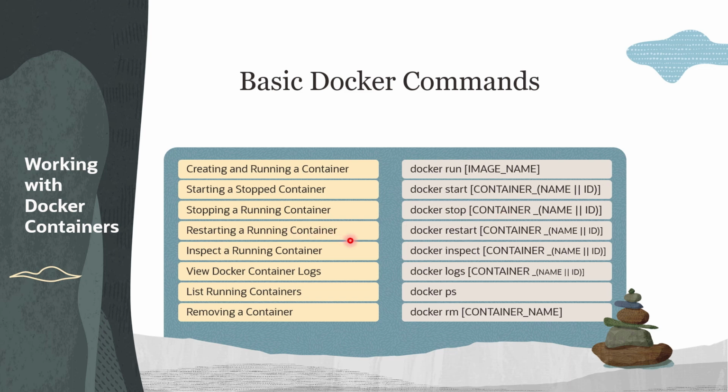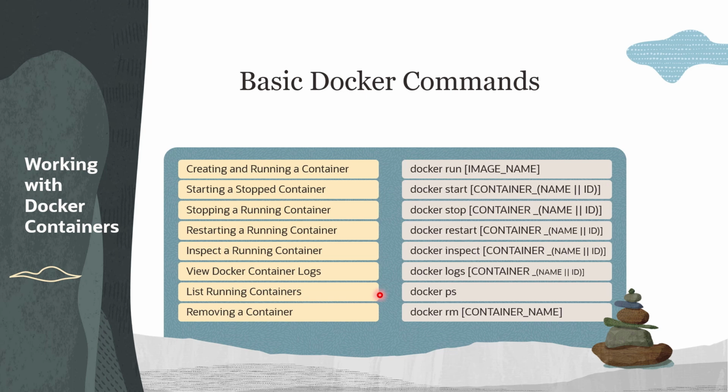To restart a running container, you should use the docker restart command followed by the container name or its ID as an argument. To get the details of a running container, you can use the docker inspect command and pass the container name or ID as an argument. You can also see the container logs using the docker logs command.